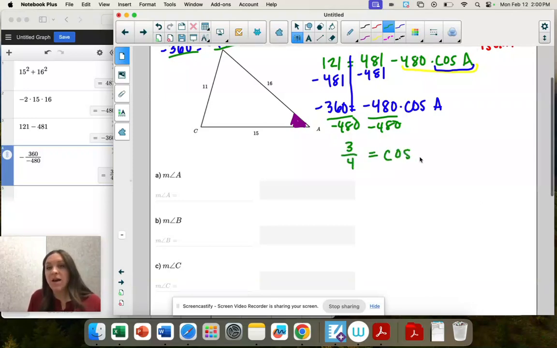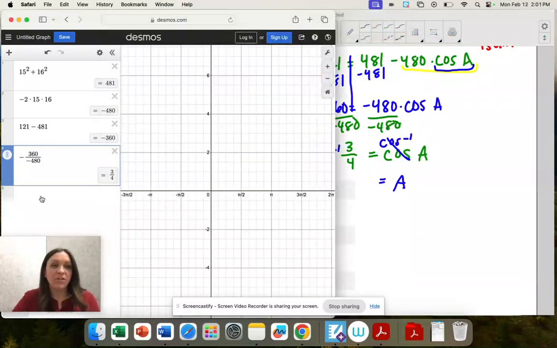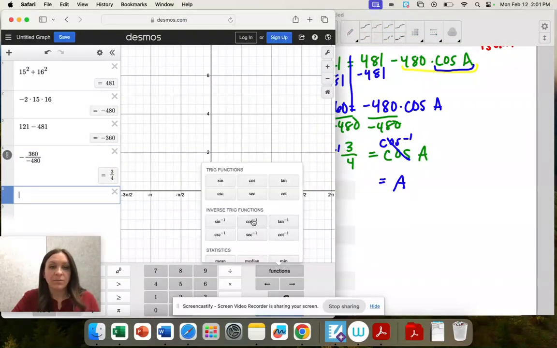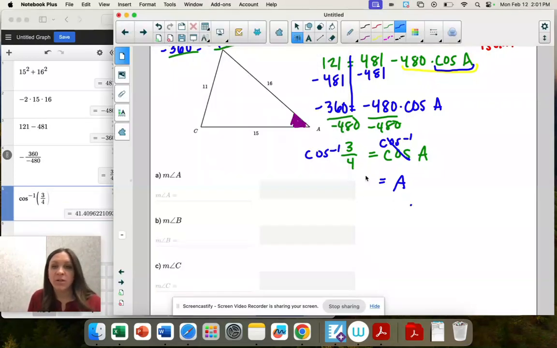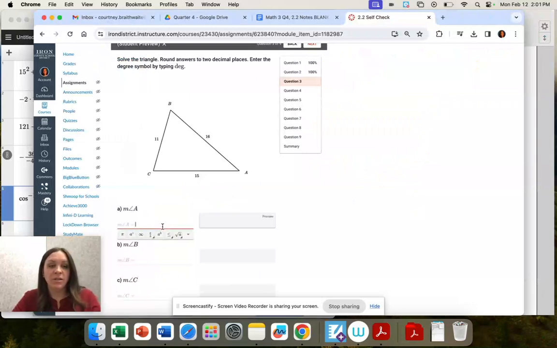Now we almost have A by itself. How do we get rid of cosine? We take the inverse of both sides, right? So that's 1, and we're left with A. Then this goes in the calculator. Inverse cosine of 3/4 is 41.41, rounded to 2 decimal spots. So 41.41 degrees.